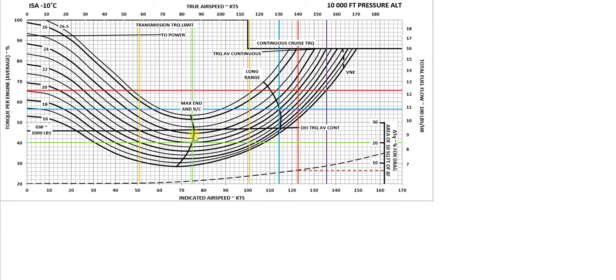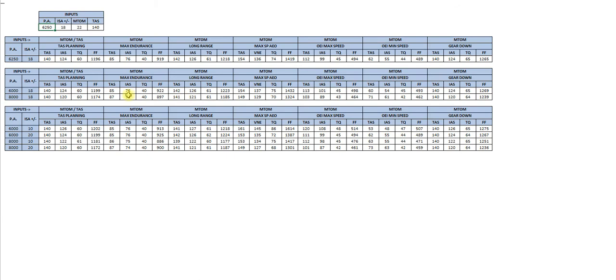Okay, so your max range. These work out your max range numbers. This works out your cruise numbers based on your weights. These are your weight lines: 22,000, 26,000, etc. And all the numbers come out onto this front page.